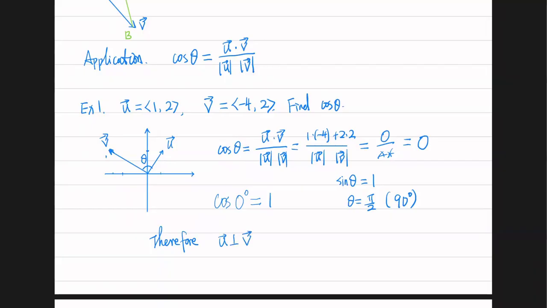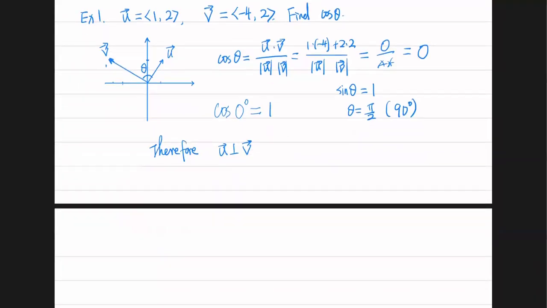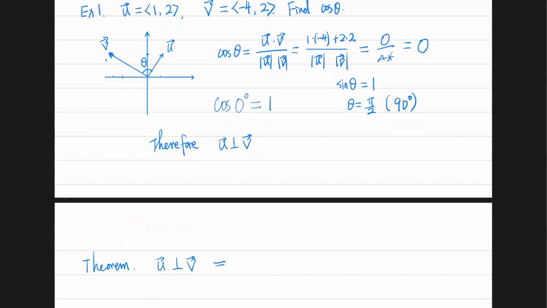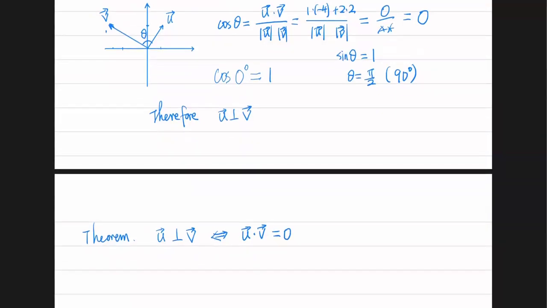Okay. So we have the following observation. Two vectors are perpendicular if and only if the dot product is 0. Whenever the dot product of two vectors is 0, the two vectors have to be perpendicular.